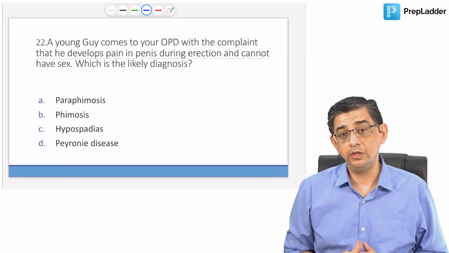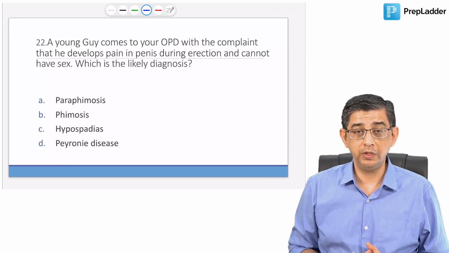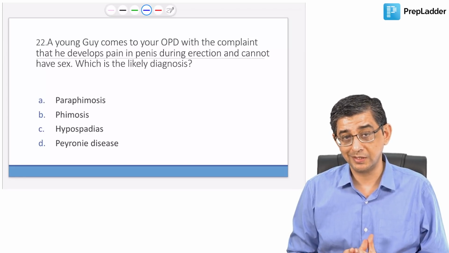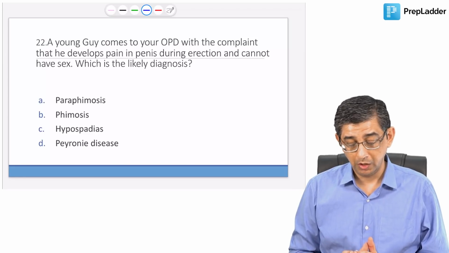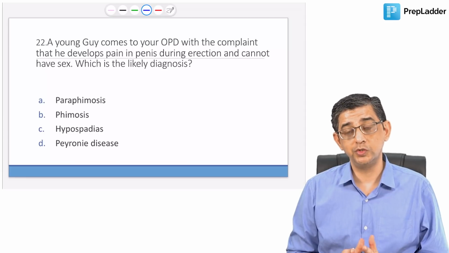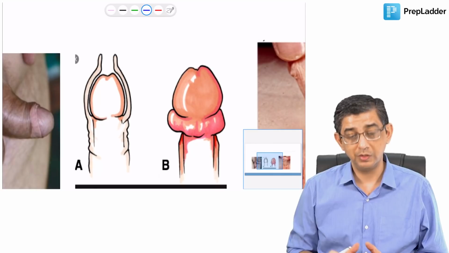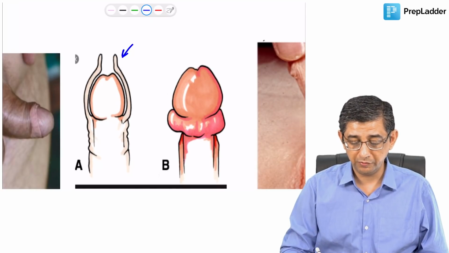The next question talks about a guy who comes to OPD with a complaint that he develops pain in the penis during erection and cannot have sex. What is the likely diagnosis? Option A is paraphimosis. You see the problem in paraphimosis, I'll explain from the diagram. You can see that this is the representation of the penis and this is the foreskin.